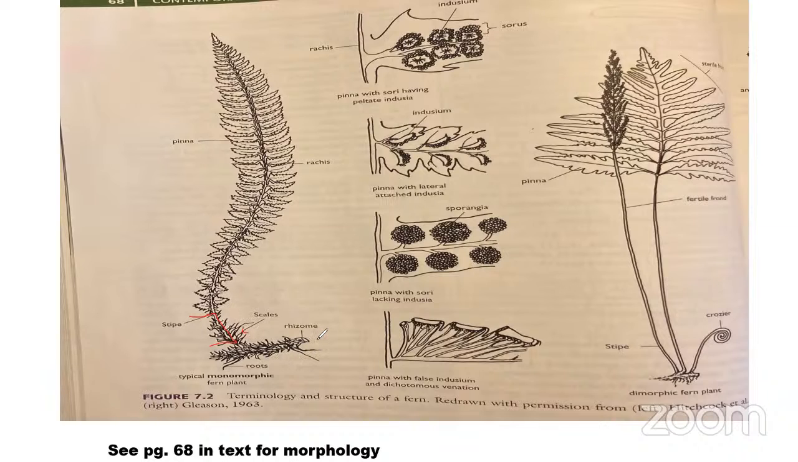Here's our rhizome-like structure, the base, with the roots coming off of it. And we've also indicated the rachis, that central axis, that central part of our fern frond, that point where all our little leaflets or pinna are attaching.